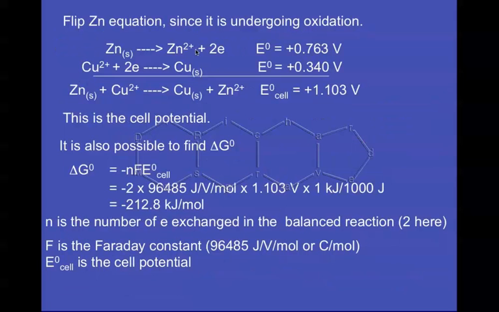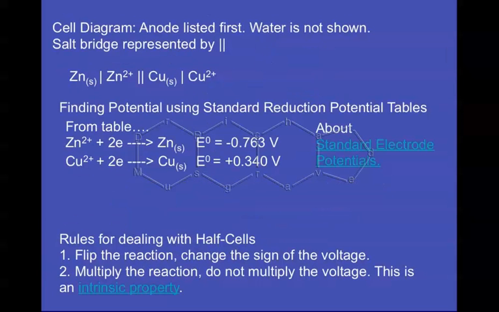So that's what I've done here: I've taken the first reaction and flipped it, and when I flipped it I also flipped the voltage from minus 0.763 volts to plus 0.763 volts. If it's necessary to multiply the reaction, and it may be necessary if these electrons are different because we're going to have to make those electrons equal, we do not multiply the voltage. Now the reason for this is because potential is an intrinsic property.